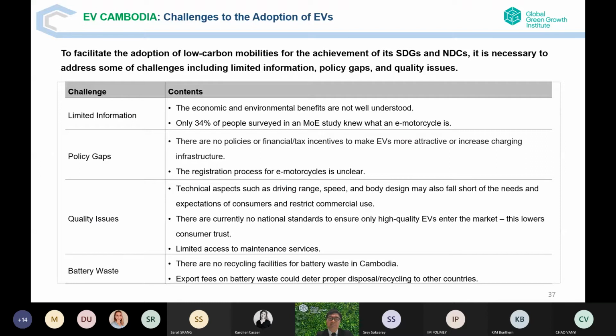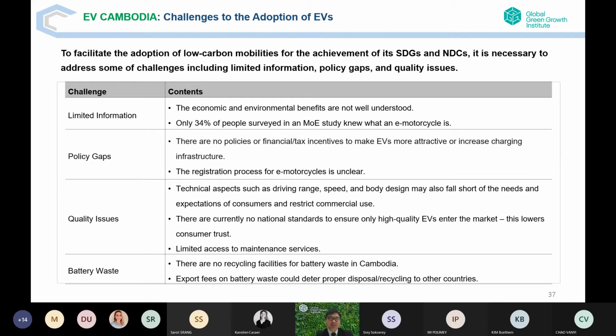When we look at the Cambodia situation, we can identify four categories of challenges to the adoption of electric mobility. The first one is limited information. Economic and environmental benefits are not well understood, and only 35% of people surveyed in the Ministry of Environment study knew what e-mobility is. But today the ITC students know very well about electric mobility. That is very good news.